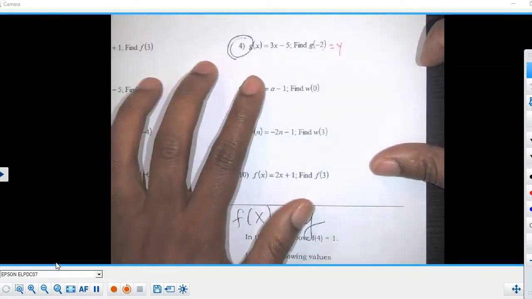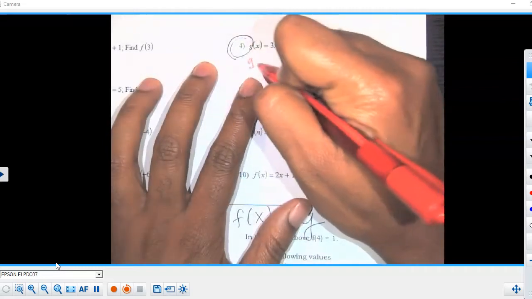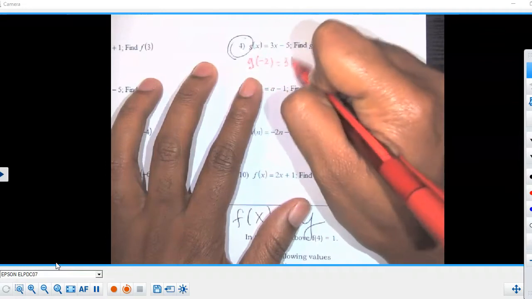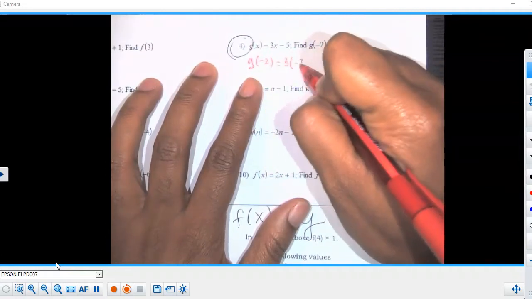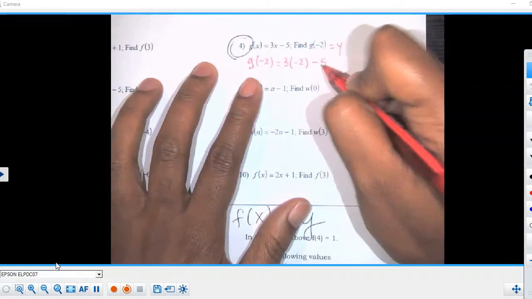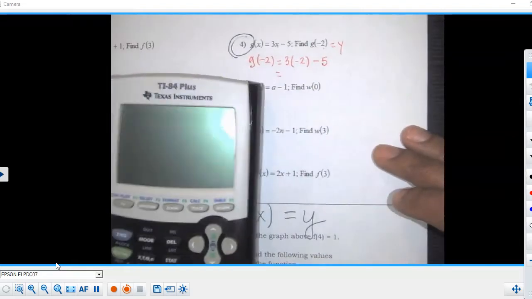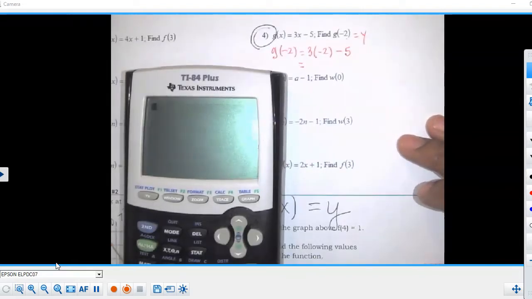Okay, so now I go back. I say, okay, g, I'm plugging in -2: 3, open parentheses, x, I'm plugging in -2, minus 5. Then I grab my calculator. Did I bring it over here? Yeah, I did. Y'all know we can do this with our brains, but just in case. So for this one, I'm going to do 3 times -2, which I know is -6.